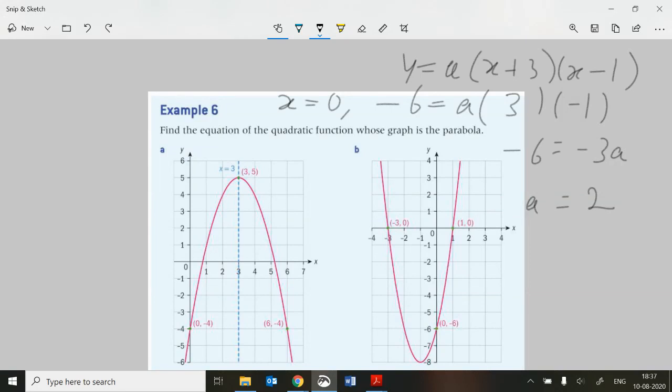So just a final thing to say is that it would be fine to leave this as y equals 2 times x plus 3 and x minus 1. So in that intercept form, it's fine to leave it like that, unless they ask for us to put it in a different form. Likewise, it would be fine to use the vertex form unless they ask otherwise. Okay, there's nothing wrong with this as an answer here.